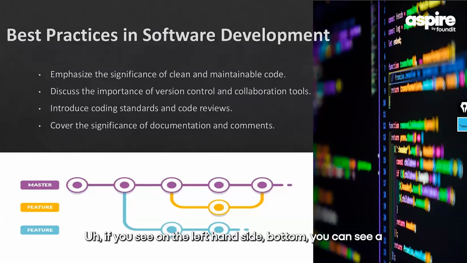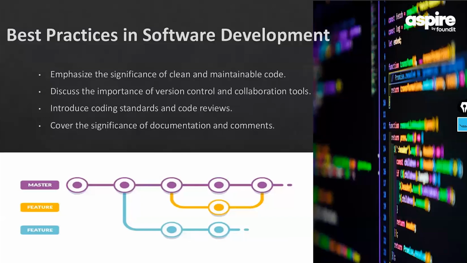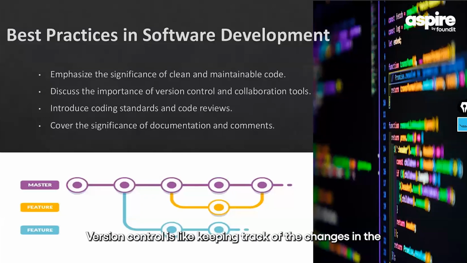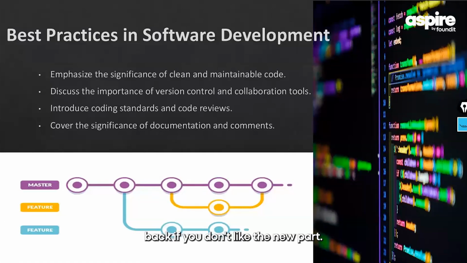If you see on the left hand side bottom, you can see a good image of it. This is called version control. Version control is like keeping track of the changes in the story. For example, if you write a book, you want to see what you wrote on different days, and even go back if you don't like the new part. In the case of software, version control helps us keep track of the changes and work together smoothly.